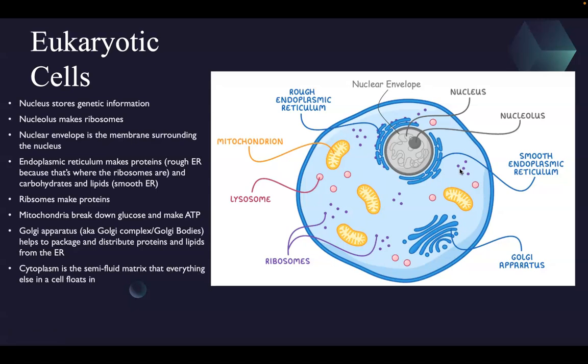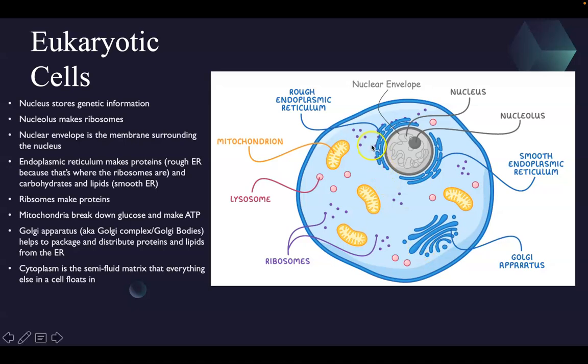Mitochondria break down glucose and make ATP. That's why they're called the powerhouse of the cell, because they're making the ATP that powers cellular activity. And the Golgi apparatus is what we talked about being like UPS. It's basically there to help package and distribute proteins and lipids from the ER.